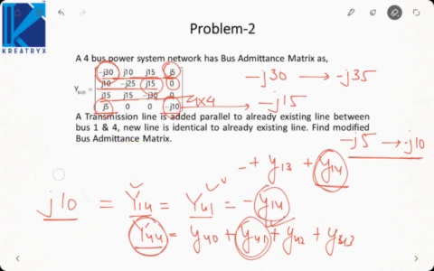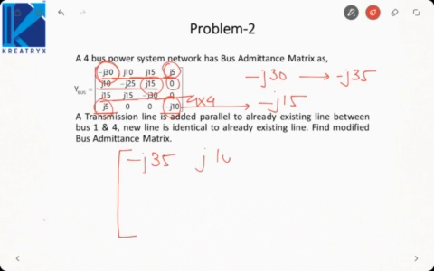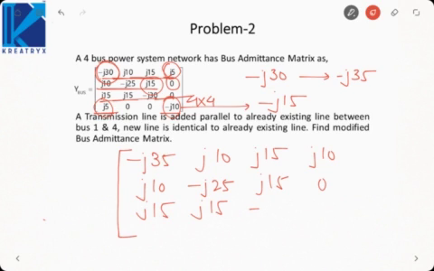So what will be the new matrix? Minus j35, j10, j15, j10. Then j10, minus j25, j15, 0. Then j15, j15, minus j30, 0. j10, 0, 0, minus j15. So overall these 4 elements are impacted by the addition of a line.